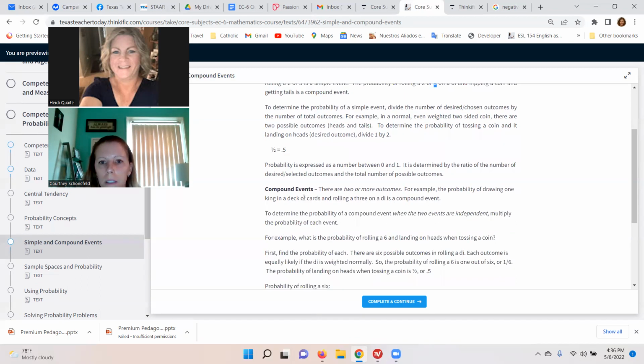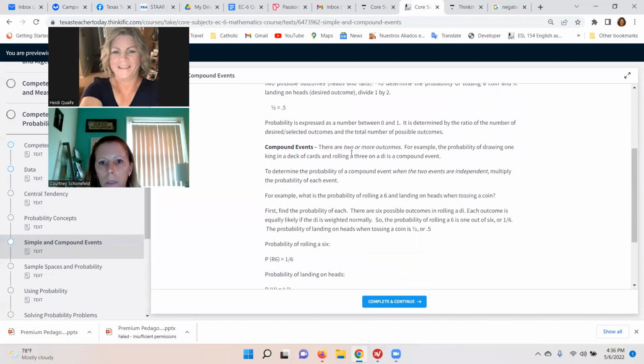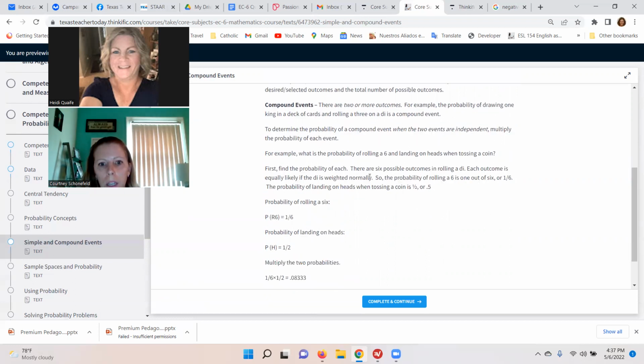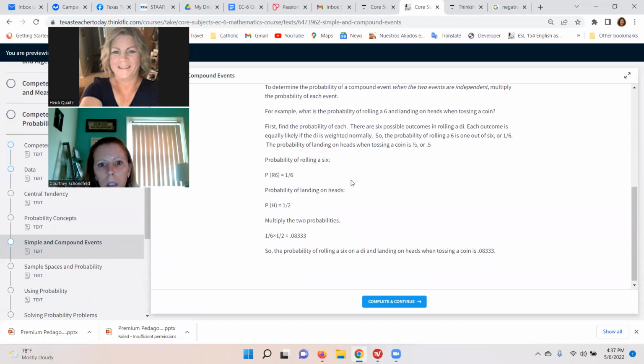A compound event gets a little bit trickier. That's when there's 2 or more outcomes, like the probability of drawing a king in a deck of cards and rolling a 3 on a die is a compound event. So let's look at that. This one's a little bit easier to start out. So we'll start with something easier.